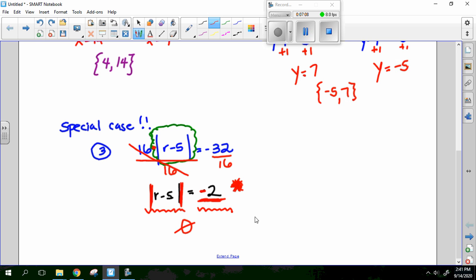And if I were to write the solution in curly brackets, it would literally just be curly brackets with nothing inside. All right, so that is the basics of solving absolute value equations, and I will make a second video with a few more examples.